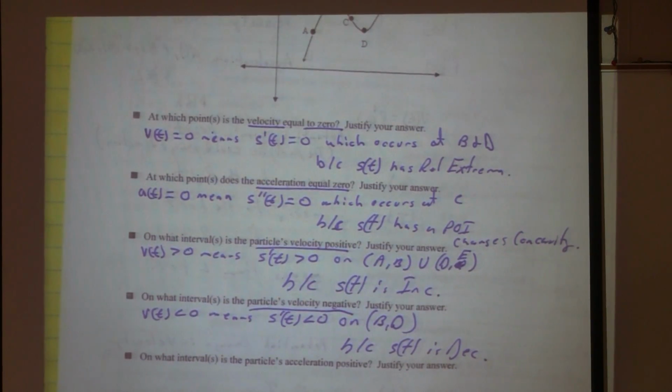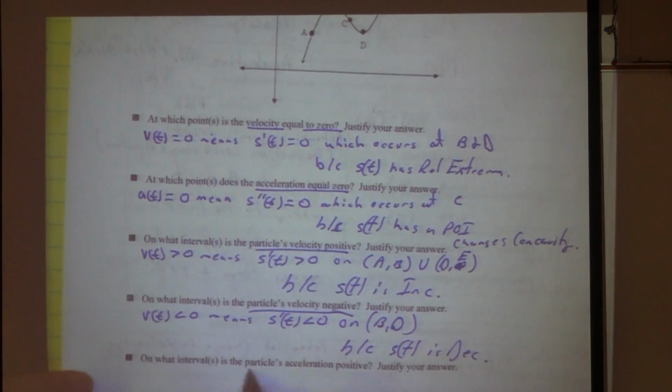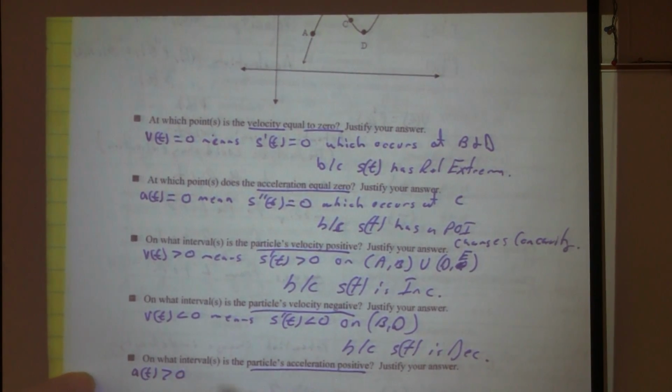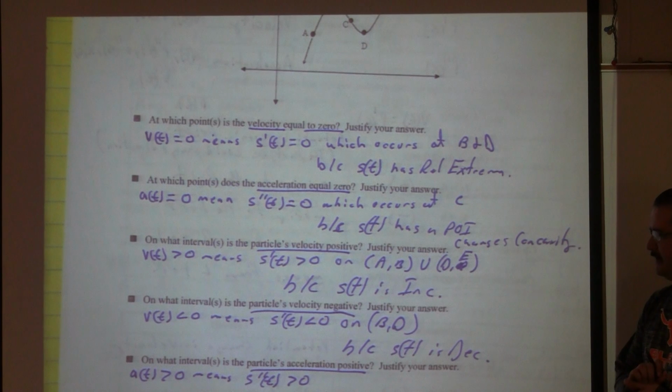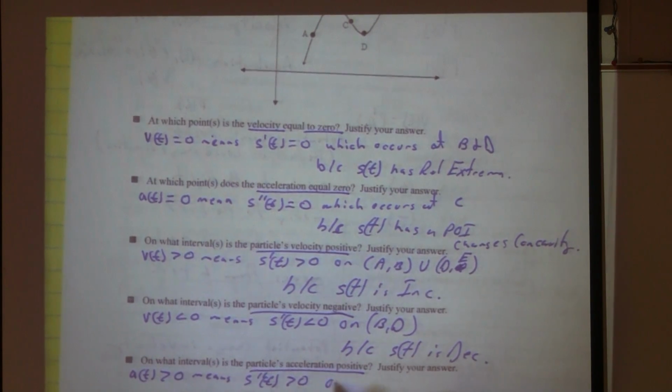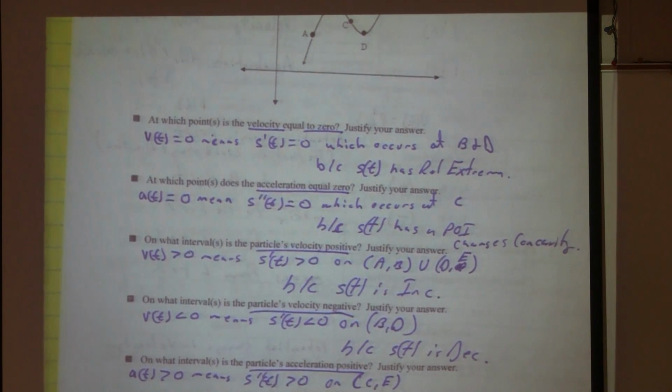Right. On what intervals is the particle's acceleration positive? Acceleration has to be greater than 0. That means the second derivative of the position has to be greater than 0. If the second derivative is positive, the original function has to be concave up. So where is this function concave up? From C to E. Would they mark it wrong if we put to infinity? No, it would be correct. So on C to E, because S of t is concave up.